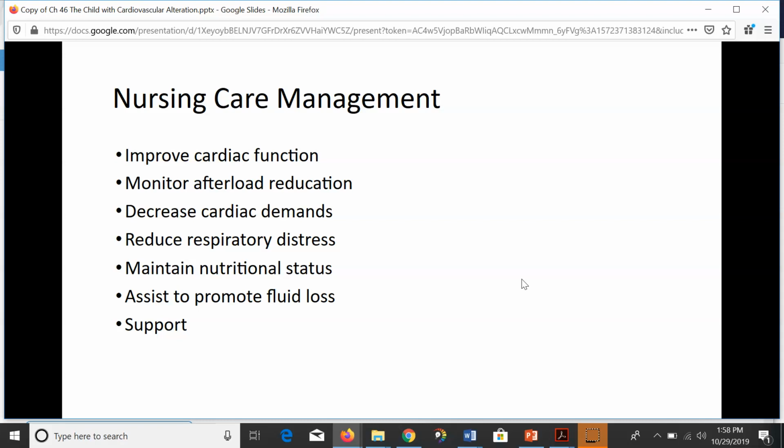Assist to promote fluid loss. We'll do this by monitoring I's and O's, daily weights at the same time each day. Monitor for signs of dehydration and electrolyte imbalance from the diuretics. May mix the elixir with fruit juice to hide the bitter taste and prevent the GI irritation. As far as support goes, the nurse needs to focus on reducing stress for the child, provide updates to parents, and include them in the plan of care as well if the child is age appropriate. Discharge instructions will include all of the education on these topics.